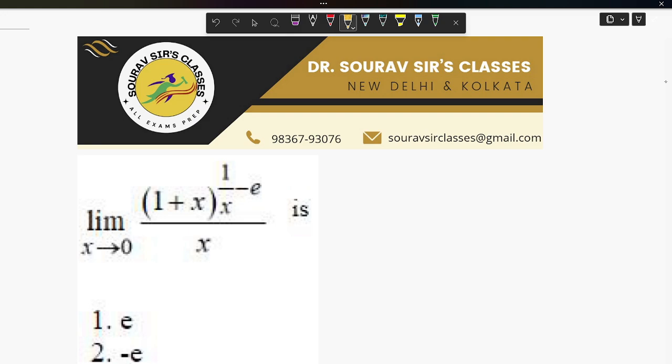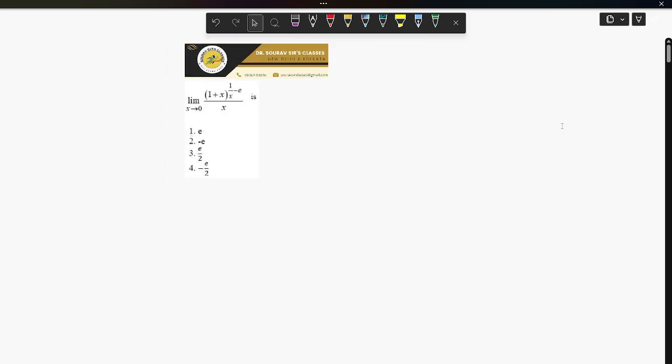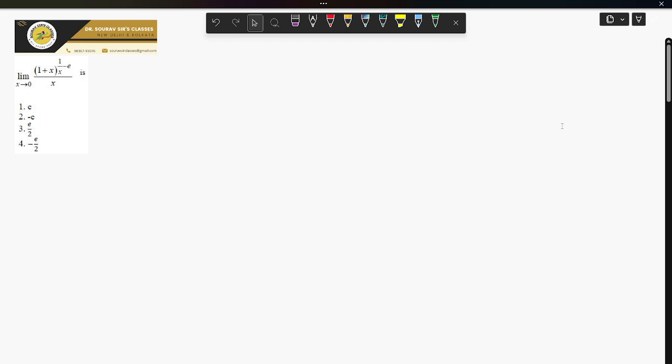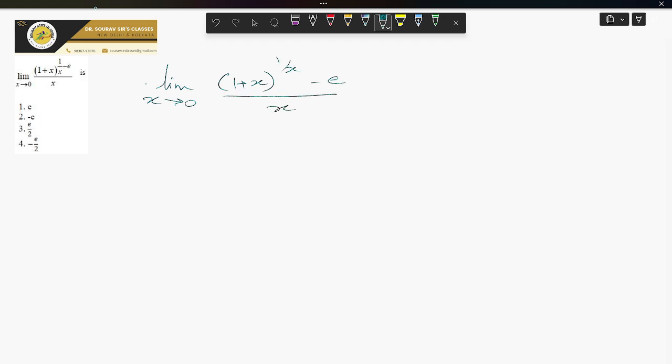Okay, so now we are going to solve a problem which appeared in the CUET PG statistics paper. The question is: limit x tends to 0, (1 plus x) to the power 1 by x, minus e, upon x. There are four options here, which are e, minus e, e by 2 and minus e by 2. Okay, so what can be done? We are tasked to evaluate the limit, which is limit x tends to 0, (1 plus x) to the power 1 by x minus e, upon x.